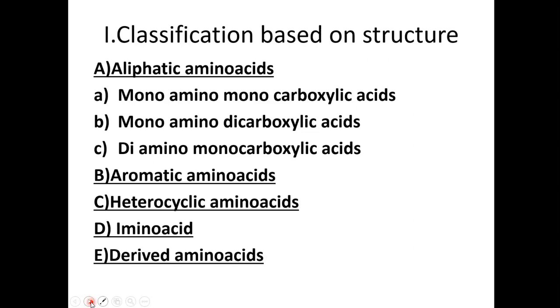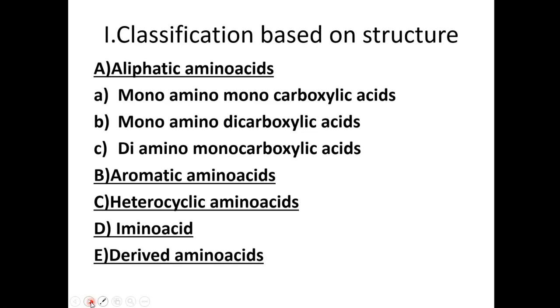We are very familiar from the last class. Amino acid contains 2 functional groups. Which are the 2 functional groups present in amino acid? Amino group and carboxyl group. So, based on the number of amino groups and carboxyl groups, we can classify these aliphatic amino acids into monoamino monocarboxylic acid, monoamino dicarboxylic acid, diamino monocarboxylic acid.